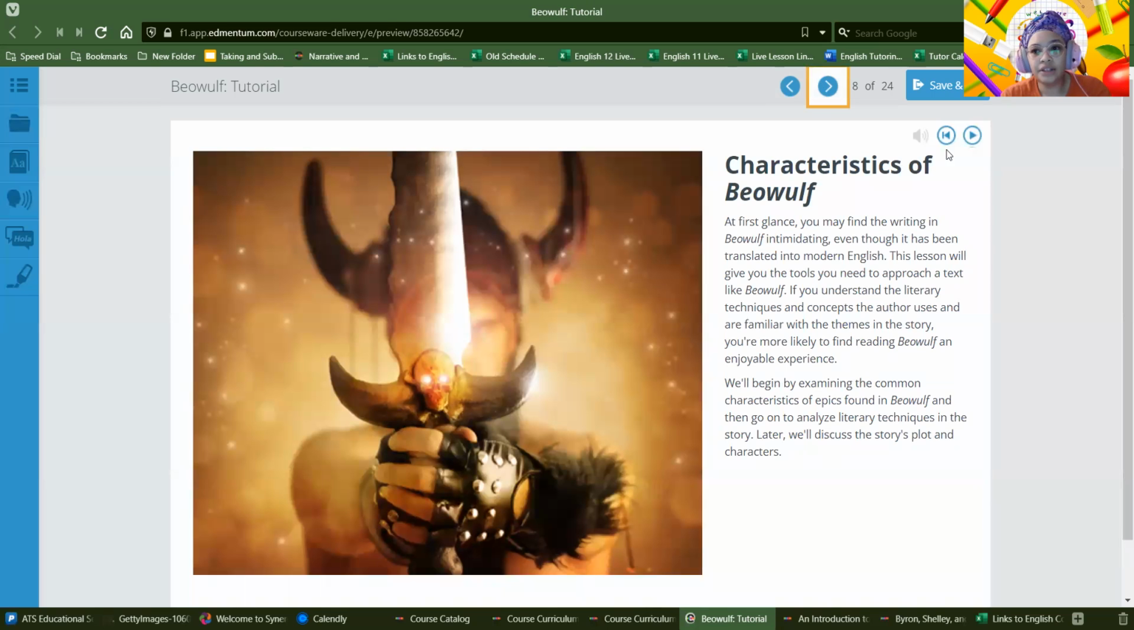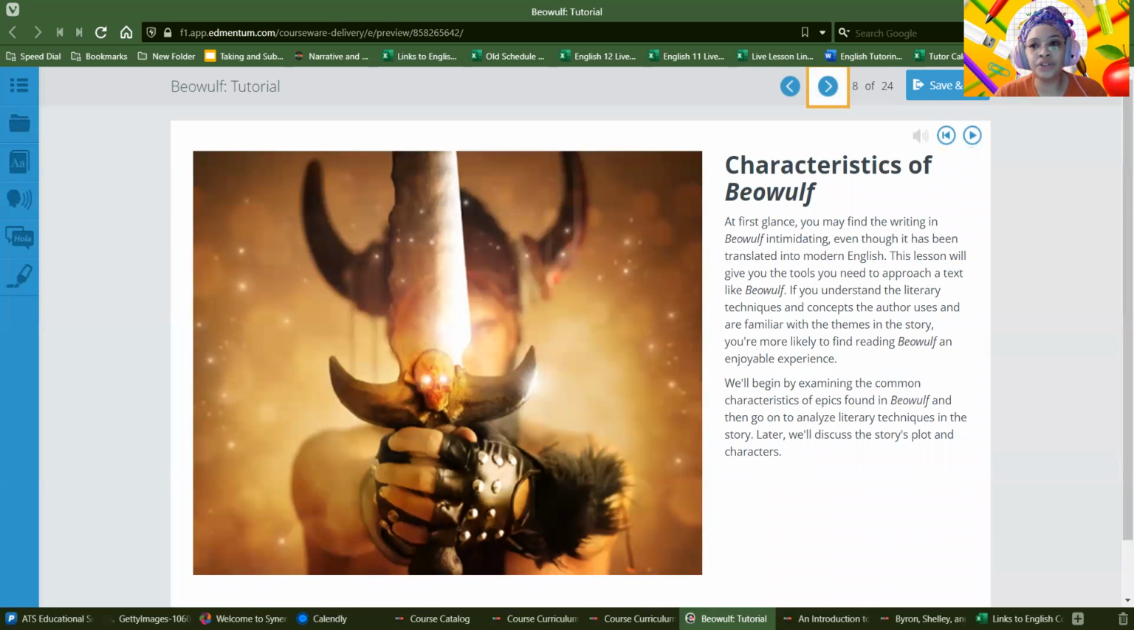Alrighty. So then we get into the characteristics of Beowulf. So characteristics basically are like the traits. So when you describe the characteristics of a person, you're describing what they're like. We're describing what Beowulf is like as a reading piece, right? So they're going to give you a list of stuff that was common at the time for written epics, which is the type of work that Beowulf is. We're going to get into the definition of that.